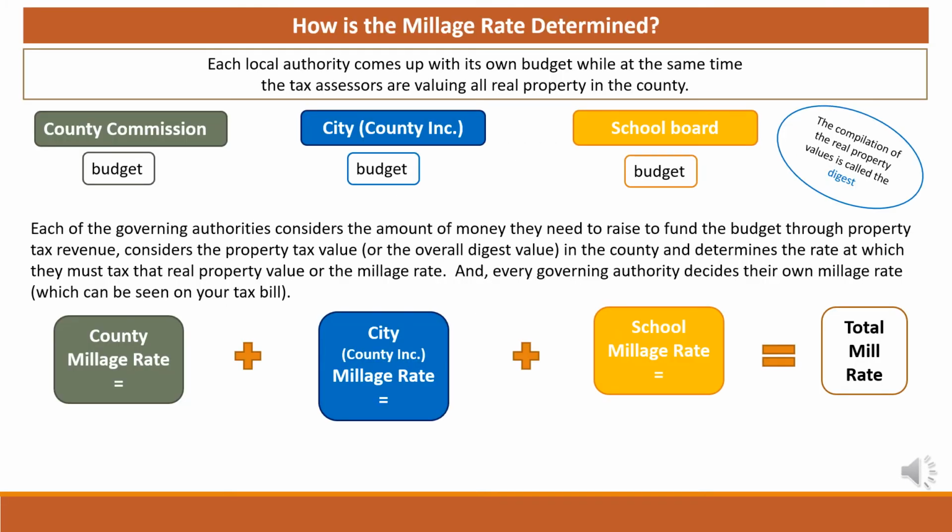So, how is the millage rate determined? Each local authority, like the county commissioners and the school board, comes up with its own budget while at the same time the tax assessors are valuing all real property in the county. Each of the governing authorities considers the amount of money they need to raise to fund the budget through property tax revenue, considers the property tax value or the overall digest value in the county, and then they determine the rate at which they must tax the real property value or the millage rate. And every governing authority decides their own millage rate, which can be seen on your tax bill.